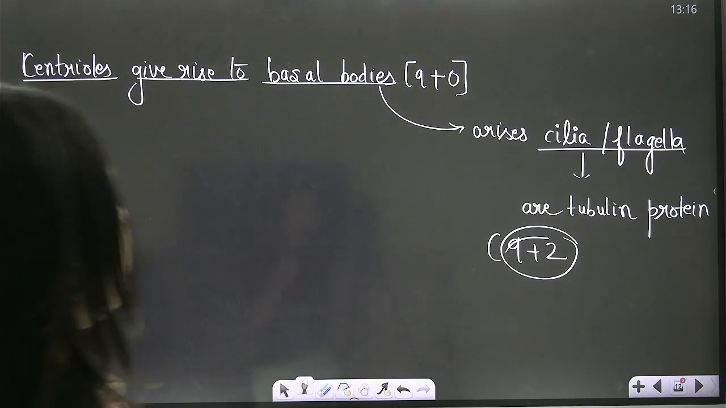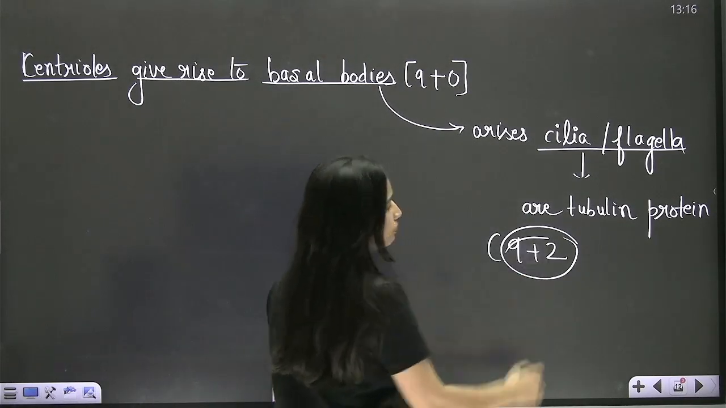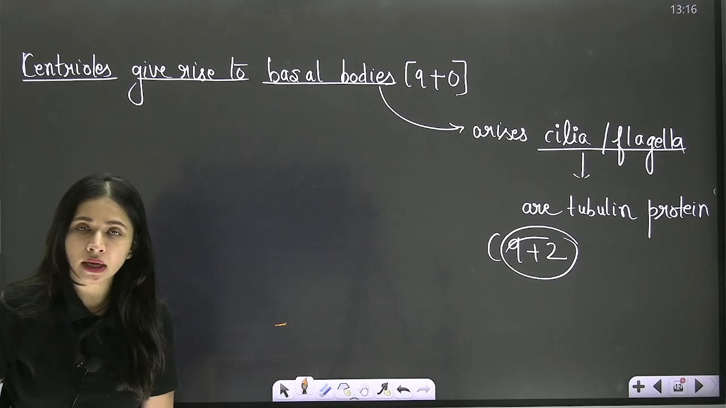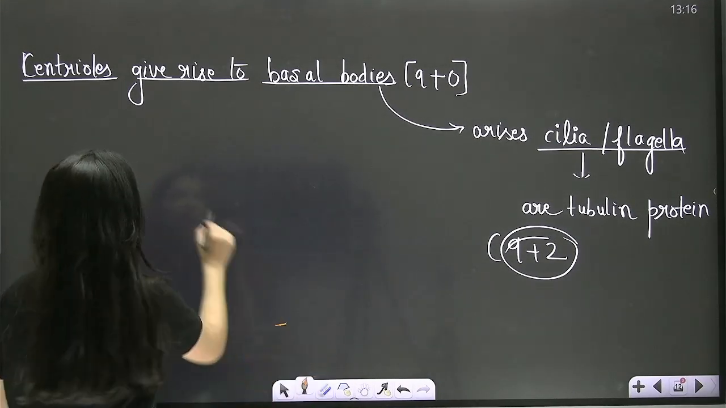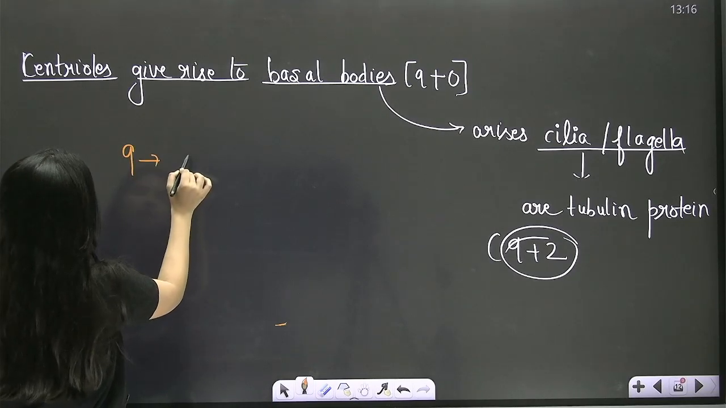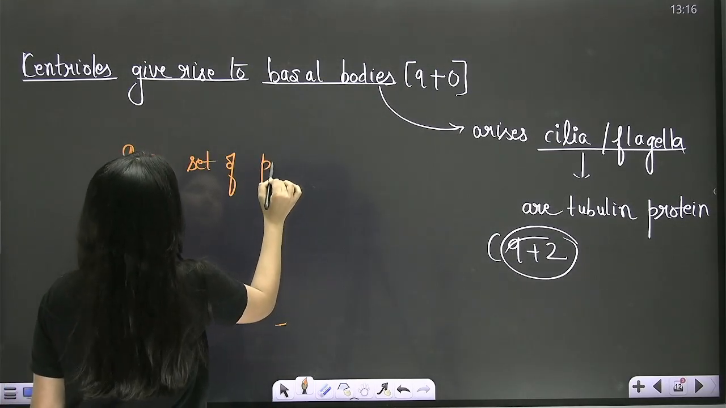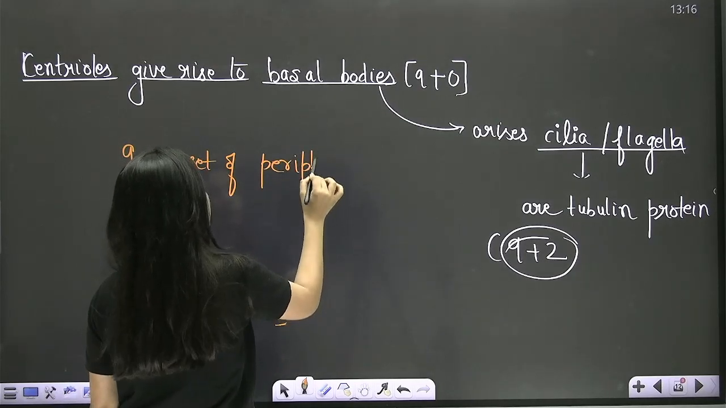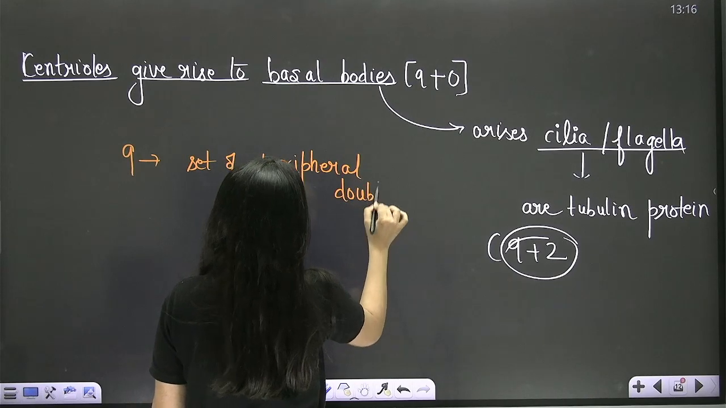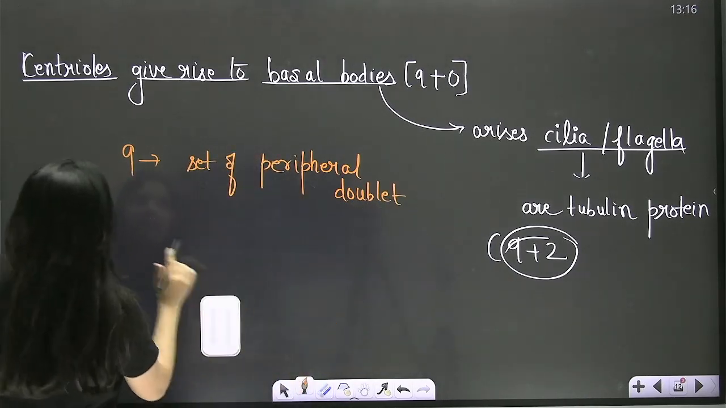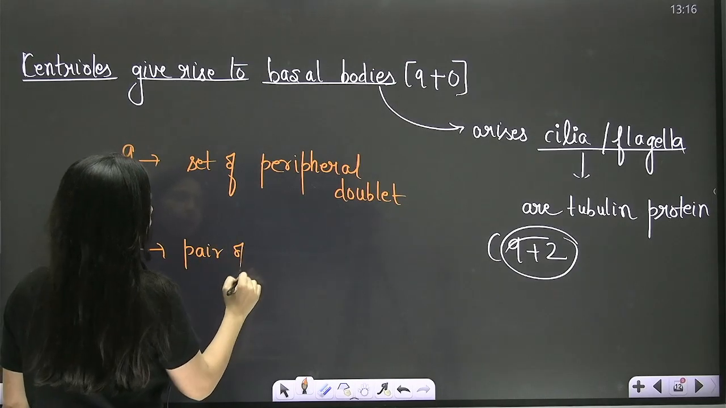Chalo. Ab bari aati hai. What is this 9 plus 2? 9 plus 0 to aa gaya samajh mein. Par yahan pe 9 plus 2 ka kya majra hai? So beta, over here, 9 stands for 9 sets of peripheral doublets. Correct? And the center is occupied by a pair of microtubular doublets.